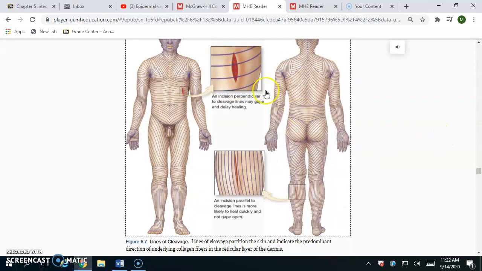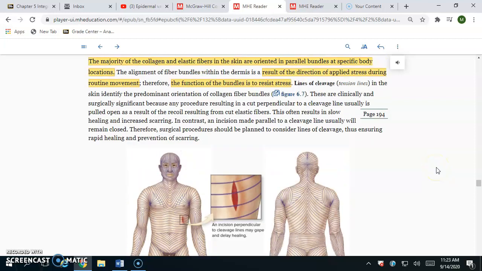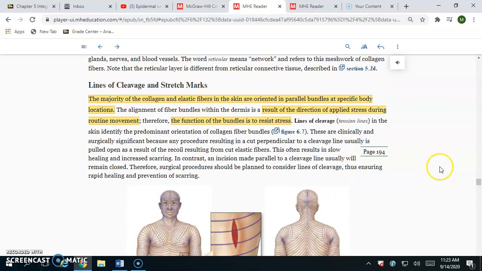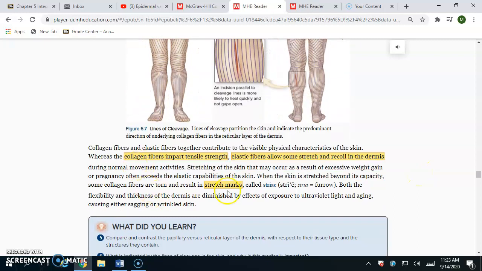So then, we're more likely to have some issues in healing with this one. So we may be more inclined to intervene a little bit more with this type of injury than maybe this one. So, okay, that is our lines of cleavage. And then the last thing we'll talk about with dermis is the stretch marks.